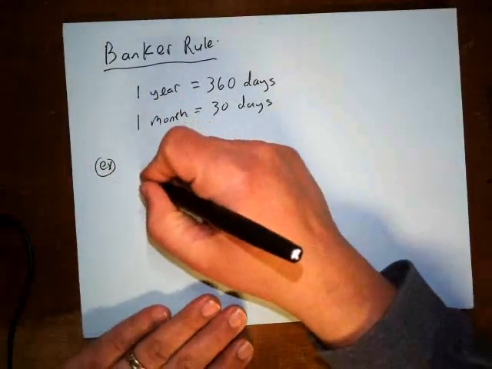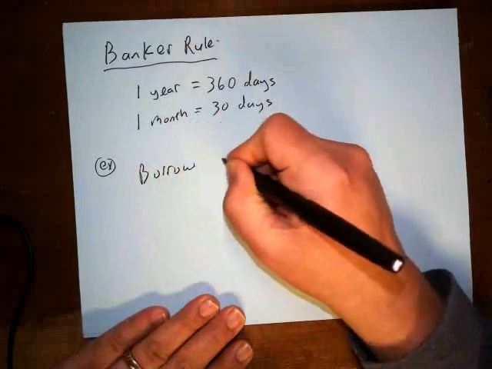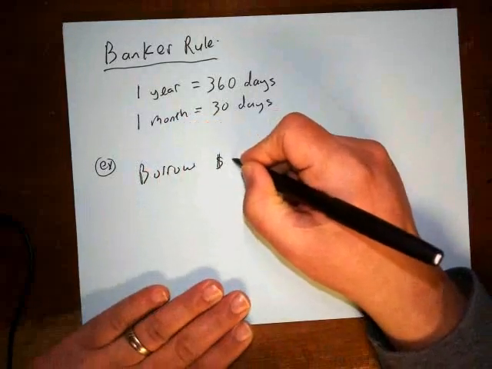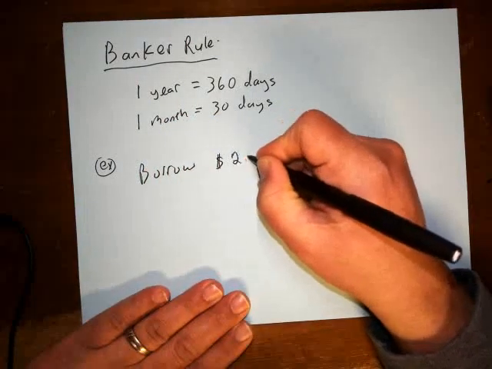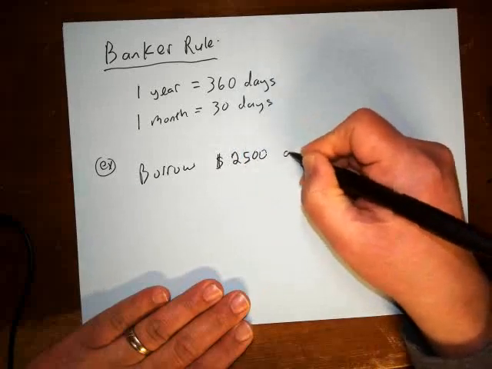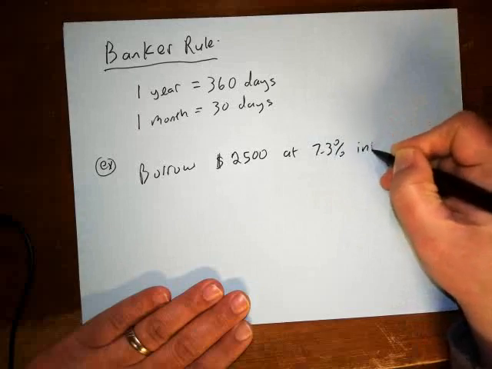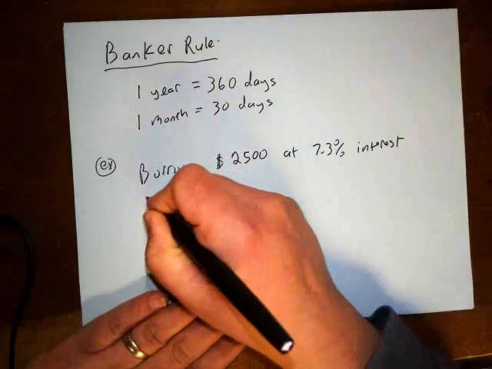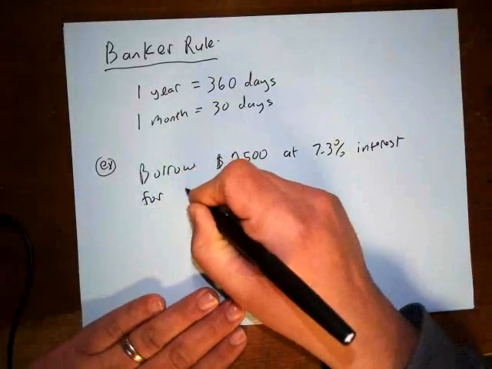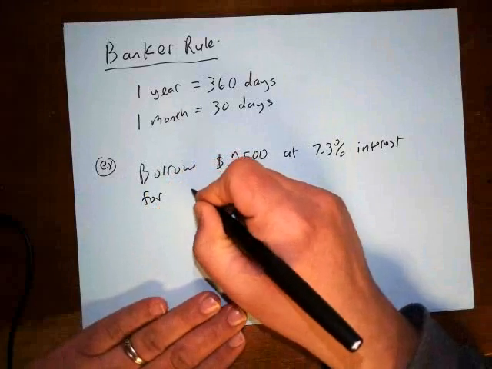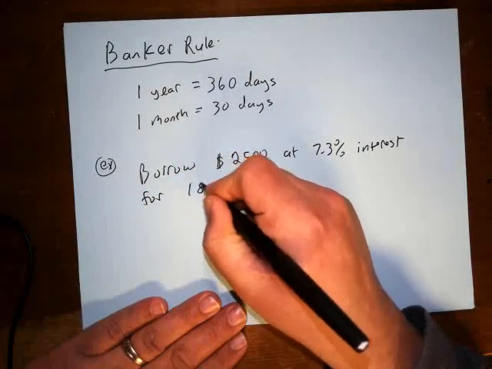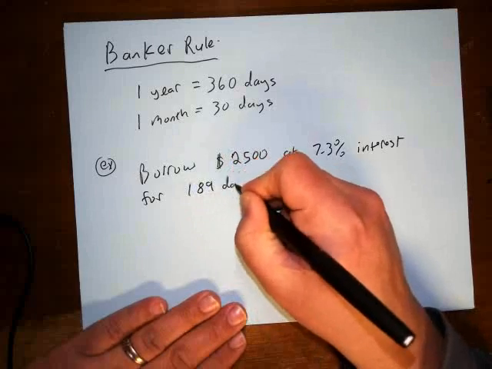So let's say I borrow, I don't know, we'll say $2,500 at 7.3% interest for, let's just say, 189 days.